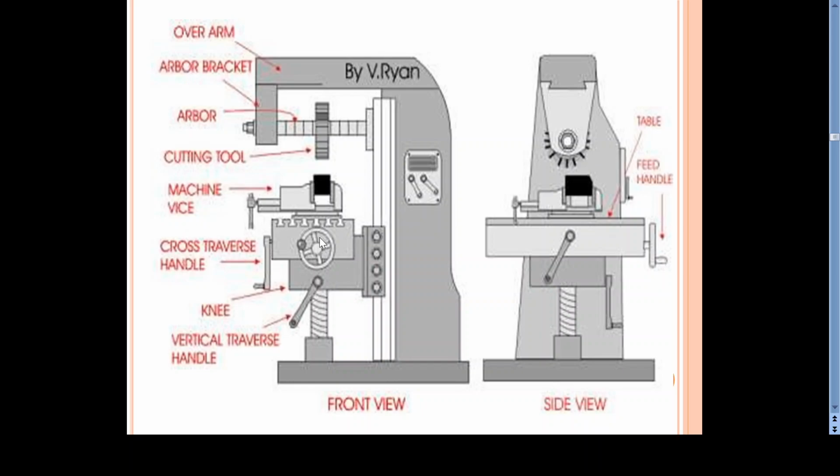So 3 degrees of freedom are available for the table, and you cannot move this arbor. The arbor is stationary, that means you cannot change the axis of the arbor. So the tool will be rotating in the same place. We don't have any mechanism to move the tool, so only the workpiece will be moving to get the different shapes of the workpiece.